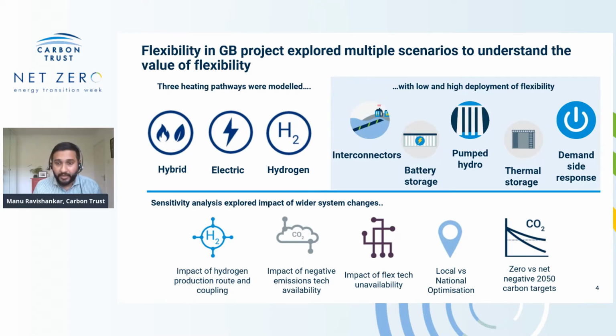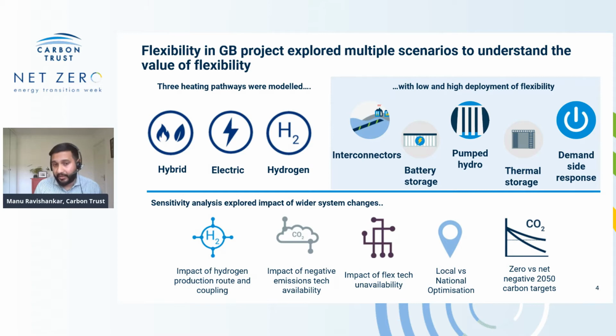And as I said, given there are so many uncertainties that we cannot have a deterministic future of what the 2050 energy system would exactly look like, we took a range of sensitivities to explore these uncertainties. For example, we looked at the hydrogen production route and the impact of relying on one or multiple hydrogen production routes, and also looked at how the hydrogen and the power system can be coupled via technologies such as hydrogen turbines and electrolyzers. We looked at the impact of unavailability of negative emission technologies like CCS and direct air capture. We'll come back and revisit some of these analyses in the presentation today.